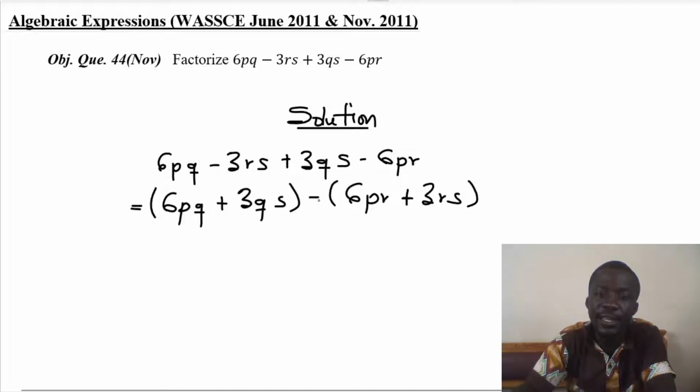Now let's see, negative times 6pr, we are going to get negative 6pr, and negative multiplying 3rs, we are going to get negative 3rs. Whenever we are doing this, we have to be cautious a little. Then we continue with the factorization.